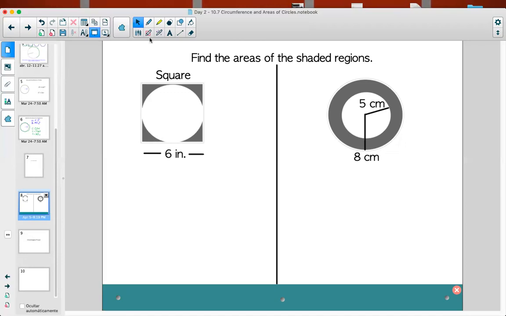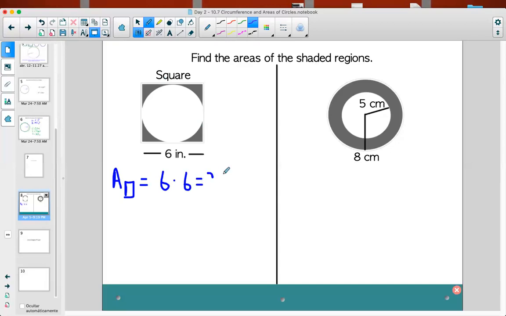Okay, we're gonna go ahead and try this one. So here's the game plan. We wanna find the area of the square. So first, I'm gonna find the area of the square. And you might remember from middle school that the area of the square is just 6 times 6, which is going to be 36 inches squared. And it's squared because we're finding the area of the square. So you want to make sure you put the units and you put the square.